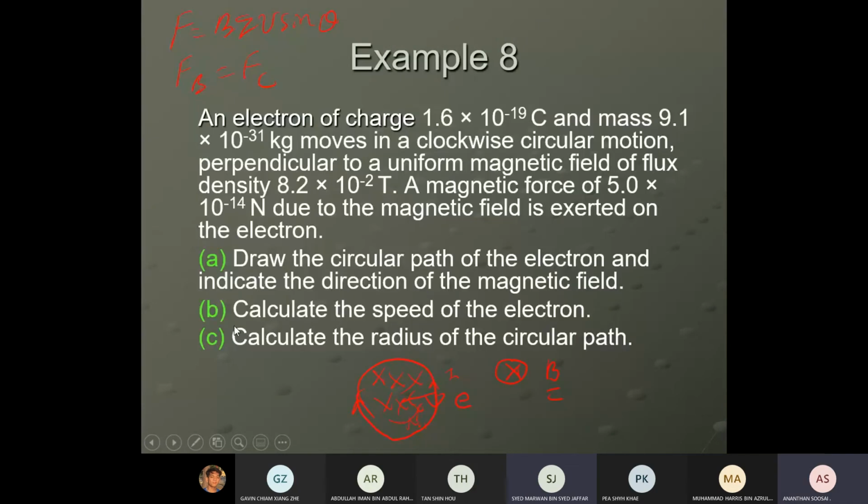Okay, B, calculate the speed of the electron. So how do you find the speed of the electron? BQV. Do you know the speed of the electron? Force you know, B you know, charge you know. So you can find the V.